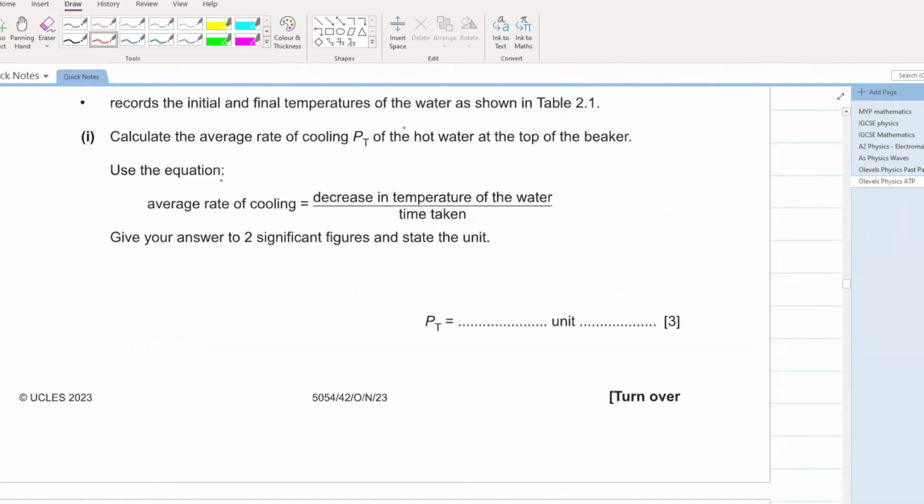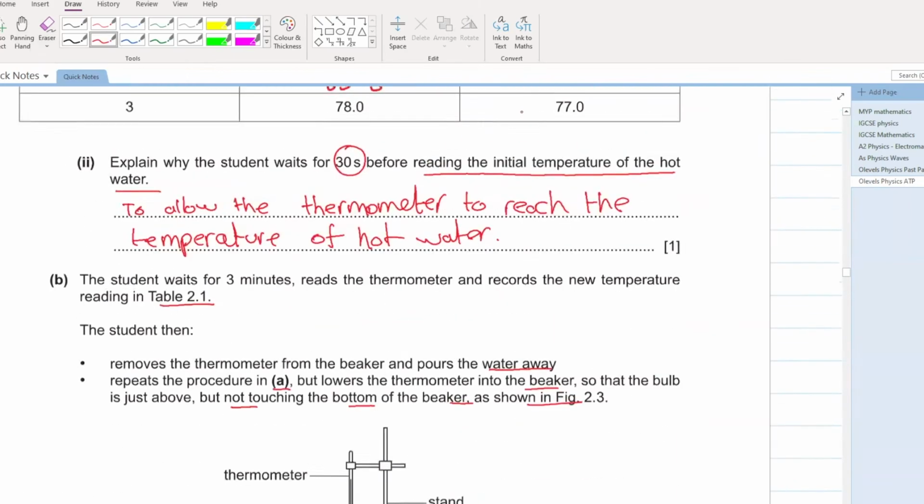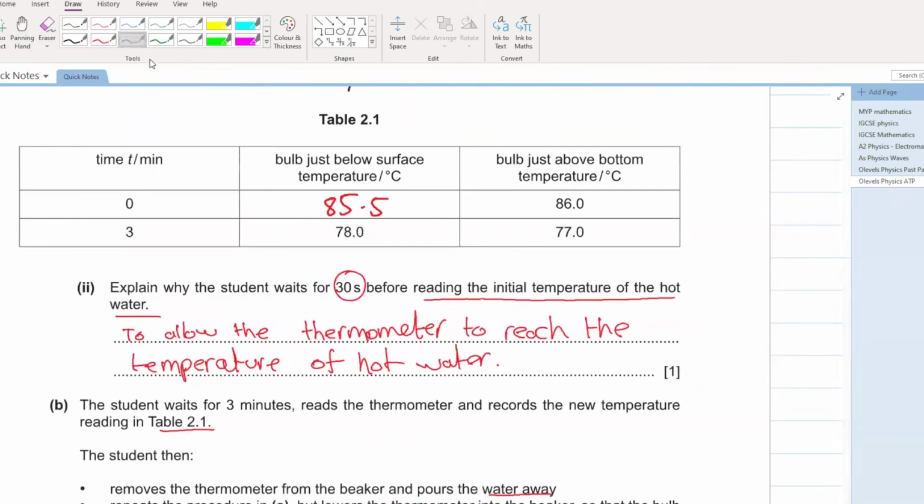Calculate the average rate of cooling of the hot water at the top of the beaker. Use this equation: the average rate of cooling is the decrease in temperature divided by the time taken. Give your answer to two significant figures and state the unit. Which temperatures are you going to use? These temperatures, because they are the temperatures just below the surface.